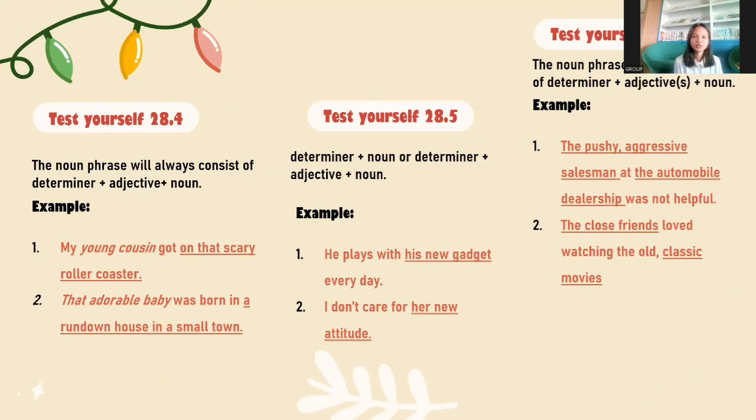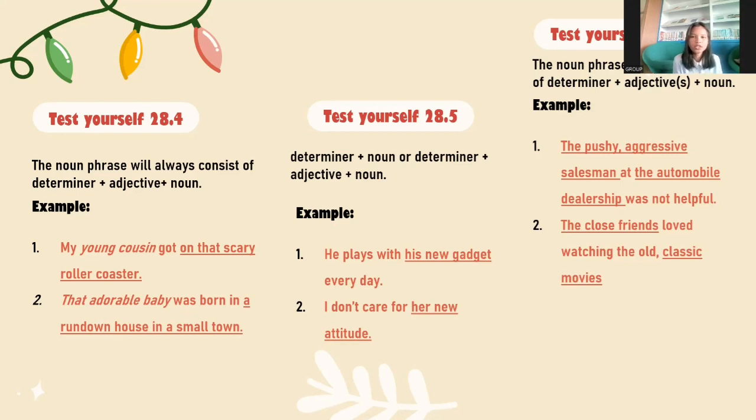Test yourself 28.4. The noun phrase will always consist of determiner plus adjective plus noun. Example, my young cousin got on that scary roller coaster. My young cousin is a noun and that scary roller coaster is adjective. Second, that adorable baby was born in a rundown house in a small town. The adorable baby is adjective and a rundown house in the small town is a noun.